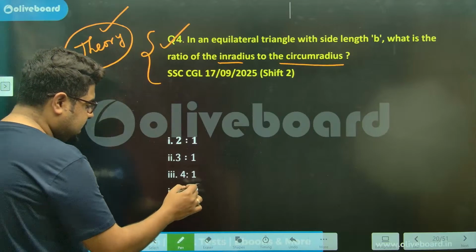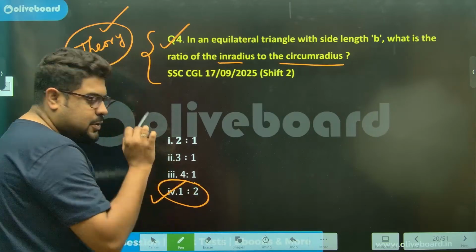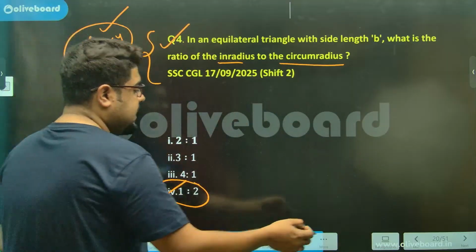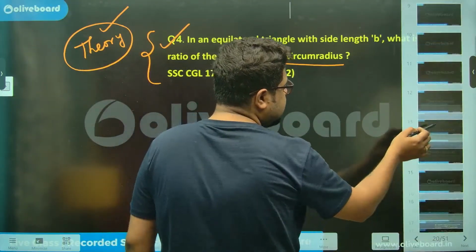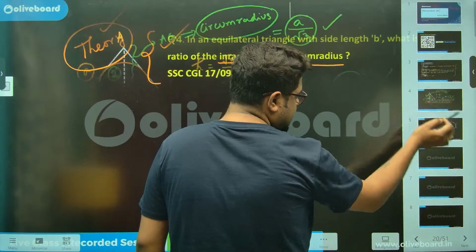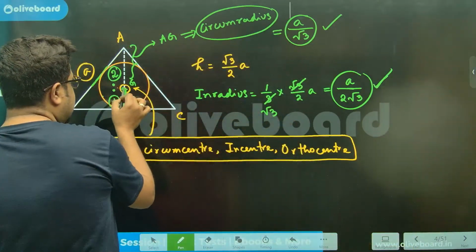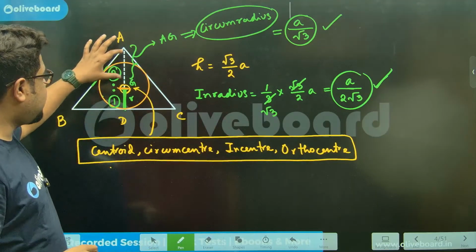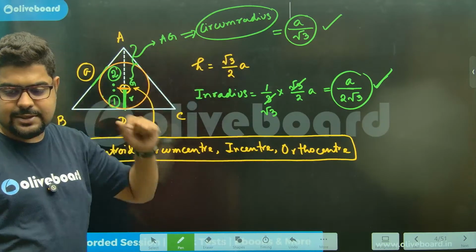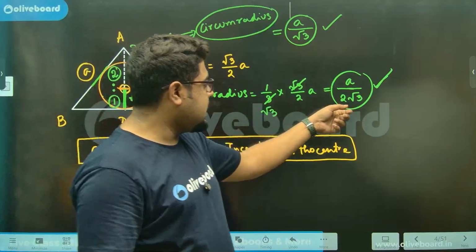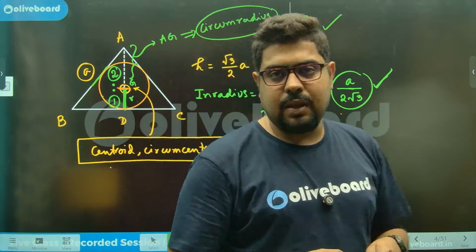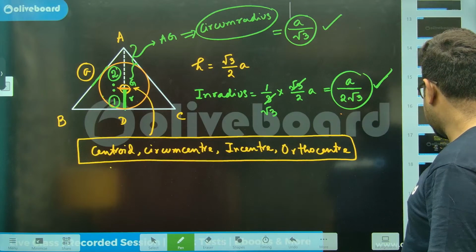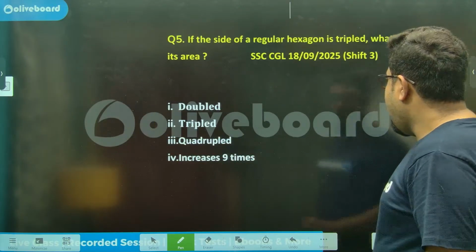The inradius is smaller, so 1:2. Again, for those who have just joined, this is made by dividing the height. In the 2:1 ratio, 2 parts is circumradius, 1 part is inradius. And we know the length of that also. Perfect. Next one, please.